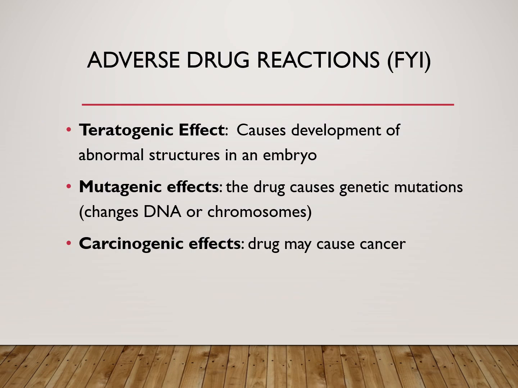There are 3 more types of adverse reactions to be mindful of. One is teratogenic effects, which is what happens when a drug crosses the placental barrier and causes defects in the developing embryo. Mutagenic effects are when drugs cause genetic mutations. Some of these mutations can cause a person to develop cancer, and we would call those drugs carcinogenic.